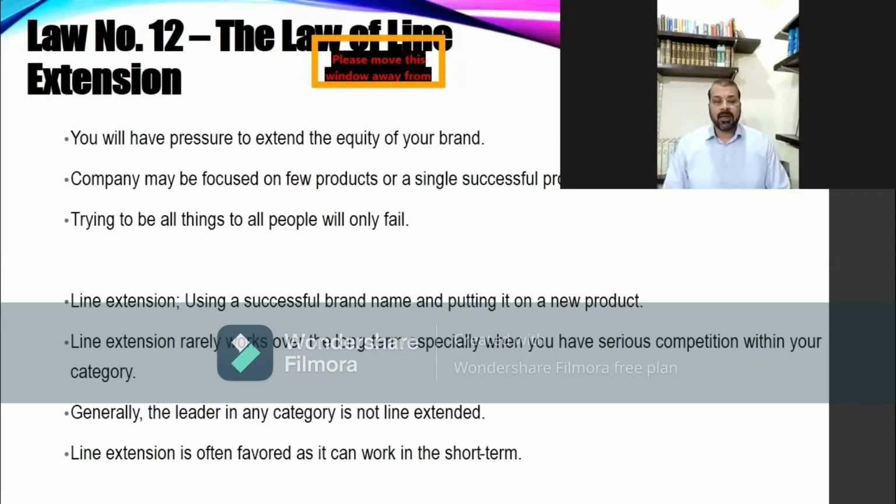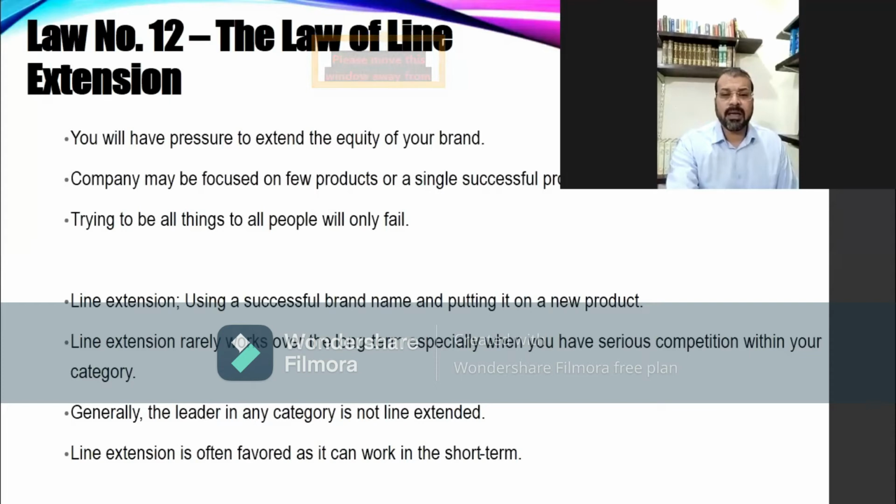As I shared with you earlier, you may or may not agree with the author in everything. According to the author in this great book, the 22 Immutable Laws of Branding, bringing a line extension is not that wonderful an idea and it will not last for long.